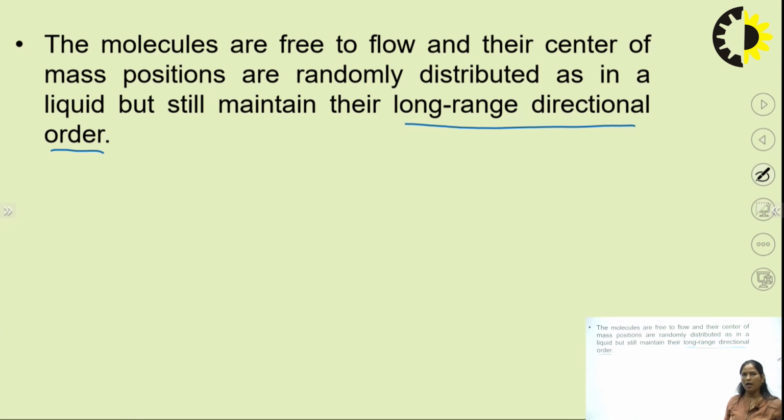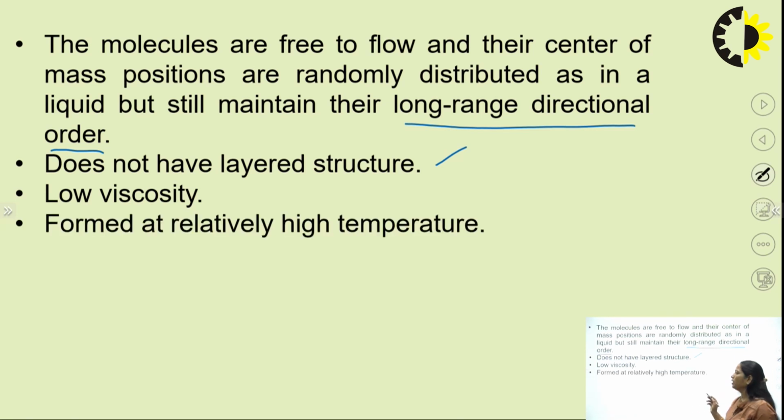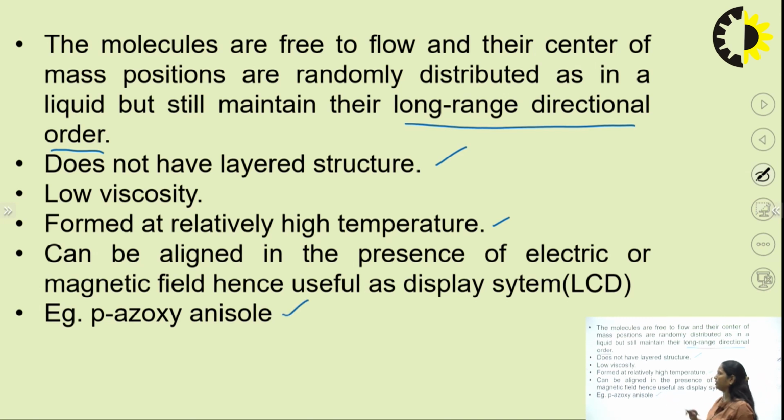So, they are like liquid, although instead of having this randomness, they also have some long range directional order. They do not have a layered structure like liquid. They have very low viscosity. They form at relatively high temperature and can be aligned in the presence of an electric or magnetic field, hence useful as display systems. The example is para-azoxyanisole.